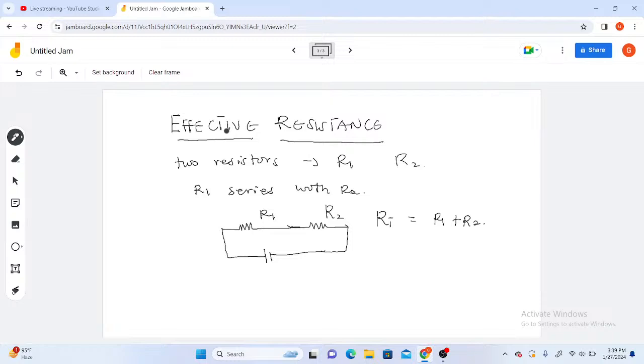Now, what about two resistors which are in parallel? In a parallel connection, you have resistor 1 up, and probably you have another resistor down here. There is a branch here, and this branch will also go into our source here.